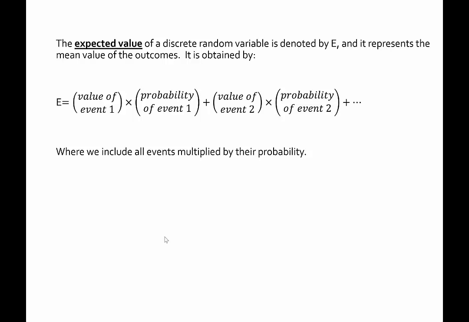Expected value can be negative, positive, or zero. If it's positive, that's a good thing for you. That means you're going to come out ahead likely. It's more advantageous to take this risk than not. If it's negative, you have to consider your options. And if it's zero, it seems like there's not really a point because you don't really stand to gain anything. You also don't stand to lose anything either.